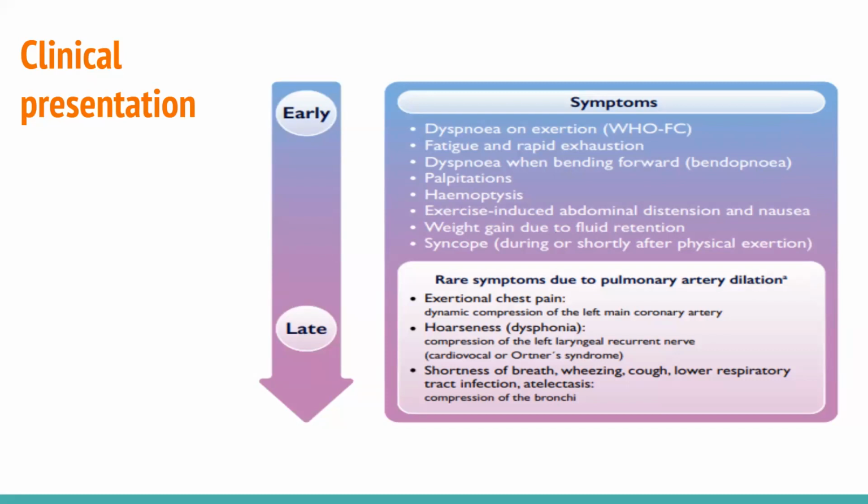Rare symptoms such as Ortner syndrome because of compression of the left recurrent laryngeal nerve, or it could be exertional chest pain because of compression of the left main coronary artery, or shortness of breath, wheezing, cough, lower respiratory tract infection, and atelectasis.